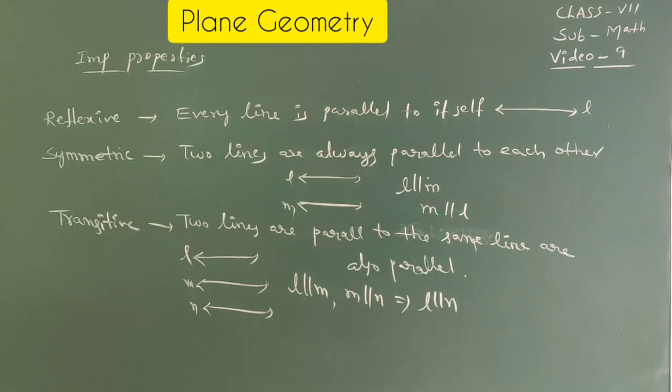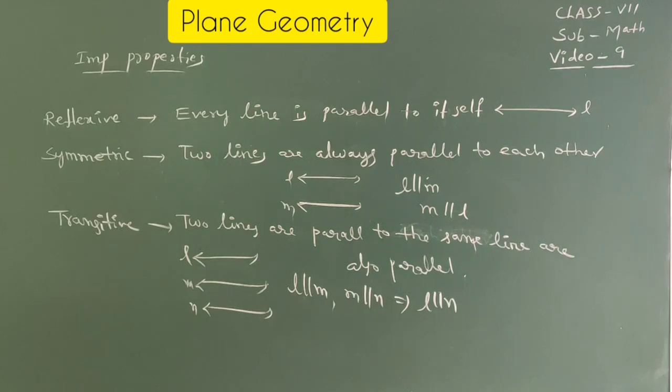The first one is reflexive. Every line is parallel to itself. Reflexive is true for parallel lines. Reflexive is false for perpendicular lines, because no line is perpendicular to itself. Next, symmetric. Two lines are always parallel to each other, meaning L is parallel to M as well as M is parallel to L. The same is true for perpendicular lines also. Two lines are perpendicular to each other. Symmetric property.